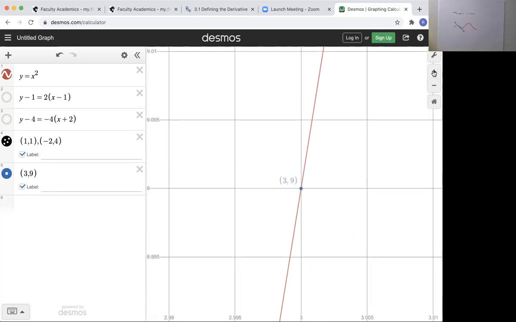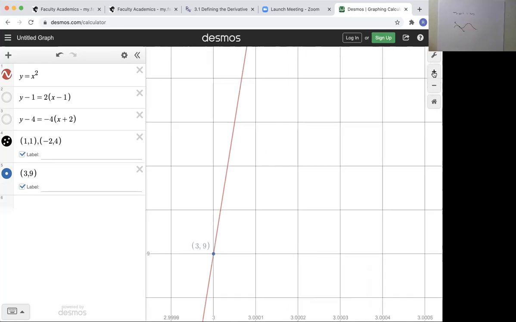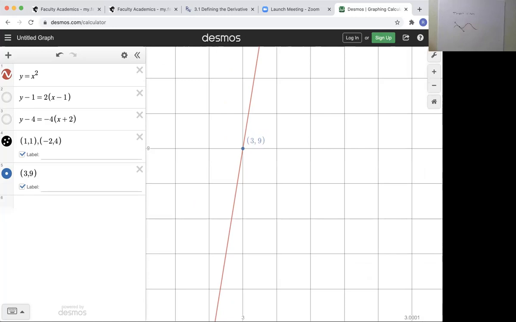Just a whole bunch of times. You can see the parabola looks basically like a straight line now. And again, Desmos doesn't care how many times I zoom in, but that's probably enough.